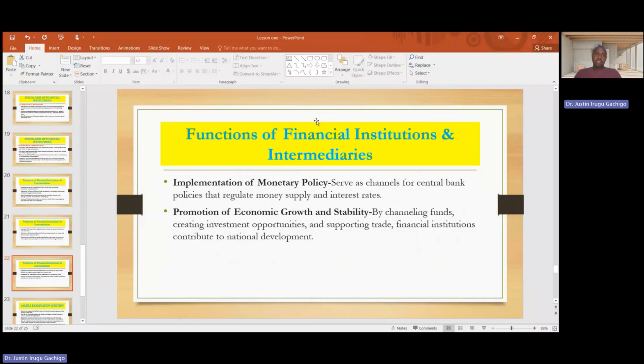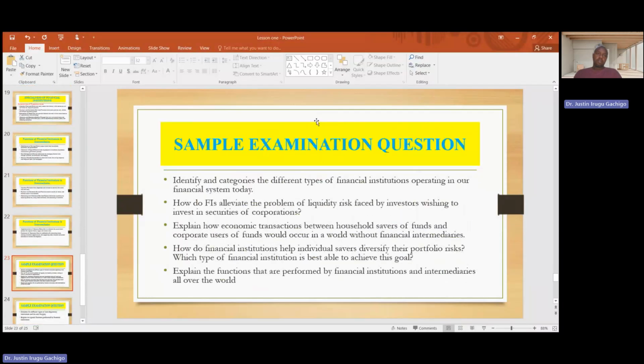Promotion of economic growth and stability. By channeling funds, creating investment opportunities, and supporting trade, financial institutions contribute to national development. Remember, they also pay taxes, and in fact, currently financial institutions are doing the best, and therefore they pay higher taxes, which helps to promote economic growth.